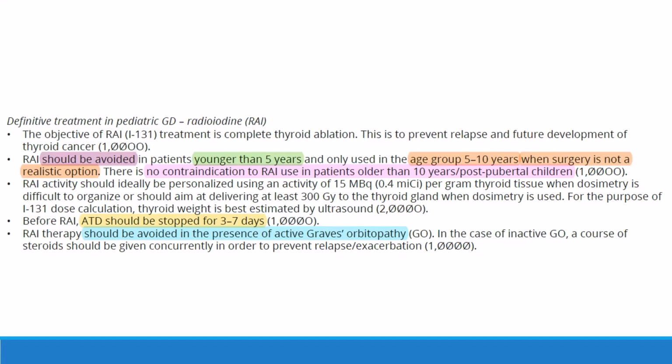And as in adults, antithyroid drug should be stopped before radioactive iodine by at least 3 to 7 days. In adults, they mention 1 week, but here it is 3 to 7 days, and this is the ideal one. Radioactive iodine ablation should be avoided in the presence of active Graves' orbitopathy.